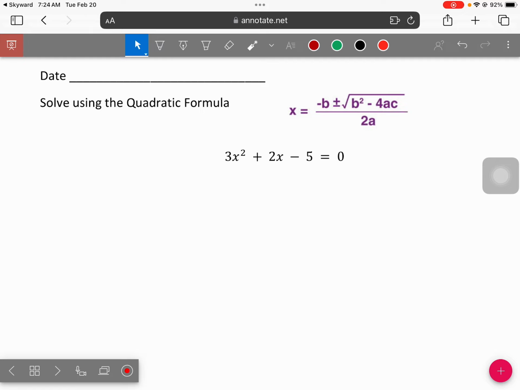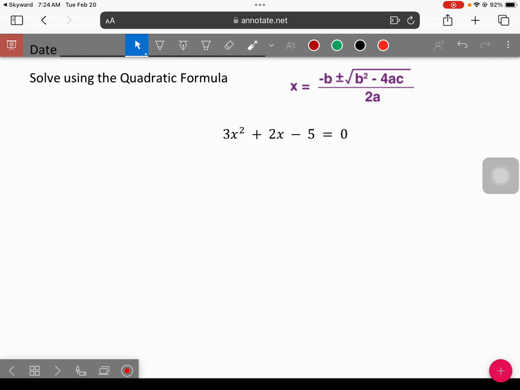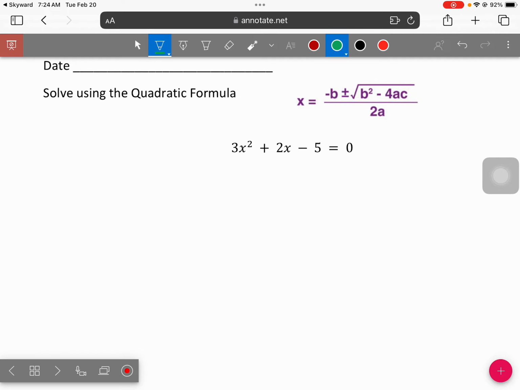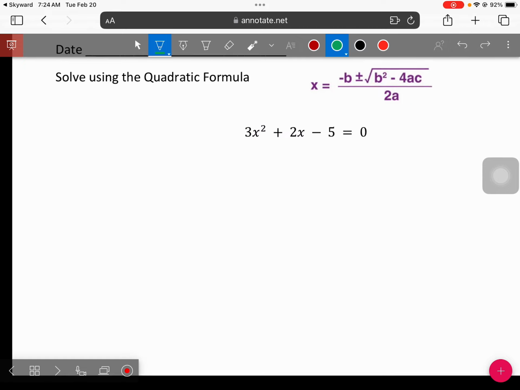So let's take a look at this problem. It says solve using the quadratic formula. So here they're telling us to use it. And we have the formula itself. X equals, because we're solving for our roots, okay? And we have 3x squared plus 2x minus 5 equals 0. Is that in good standard form? Yes. It is a quadratic. It's to the second power. And it's set equal to 0. Okay? And those are the two major things that we need.